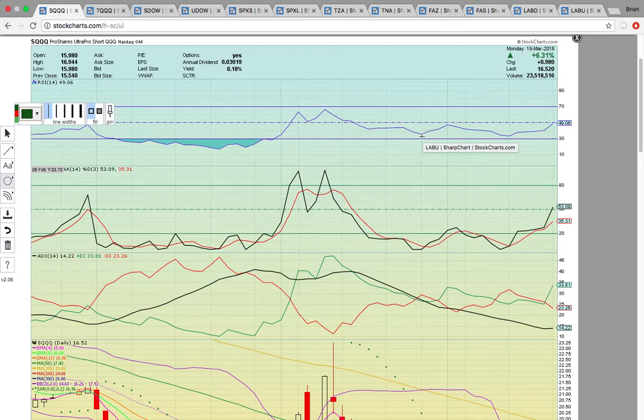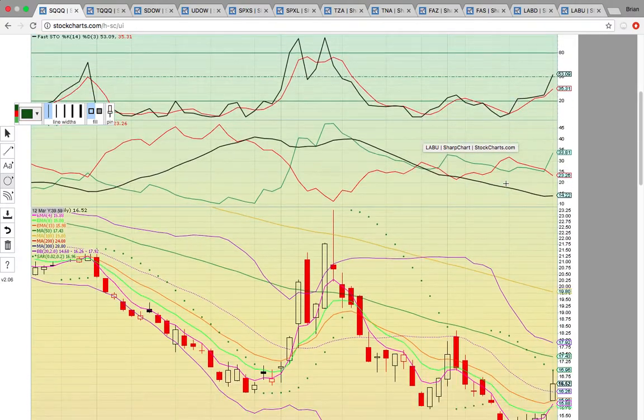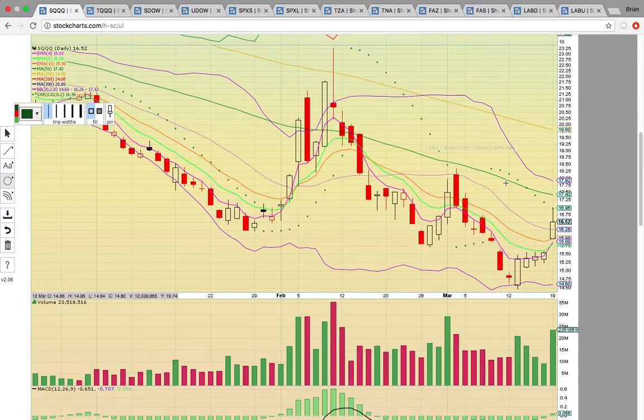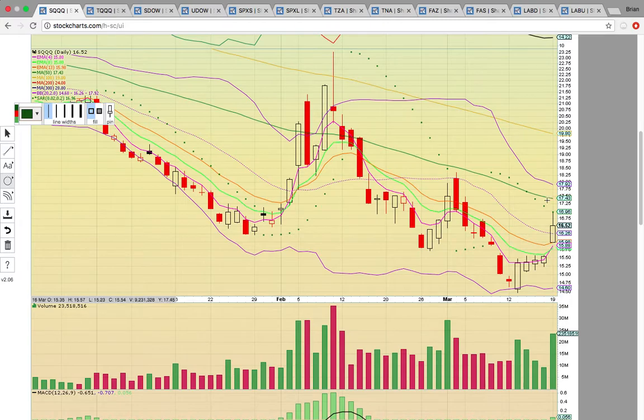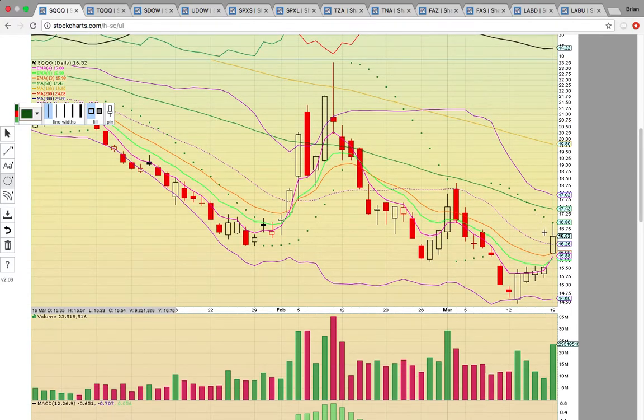Okay, so this is SQQQ. This is the Ultra Pro short Triple Q. So this is betting on the NASDAQ dropping, right? And so as NASDAQ's been dropping, SQQQ has been rising. And now it took a while to set up.